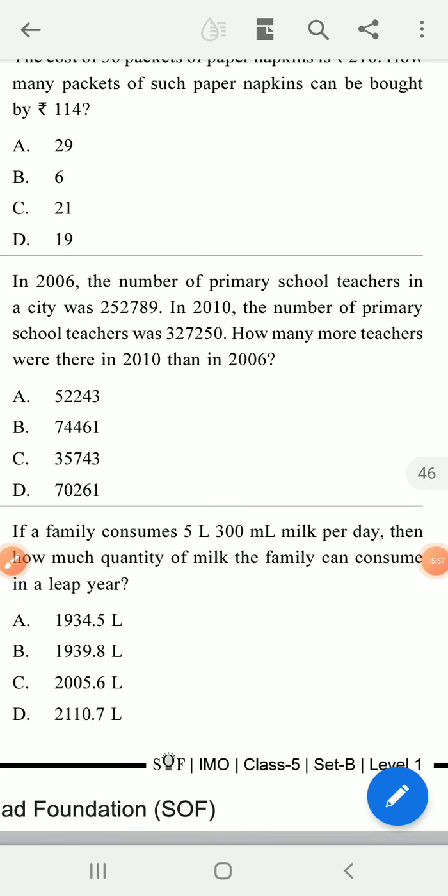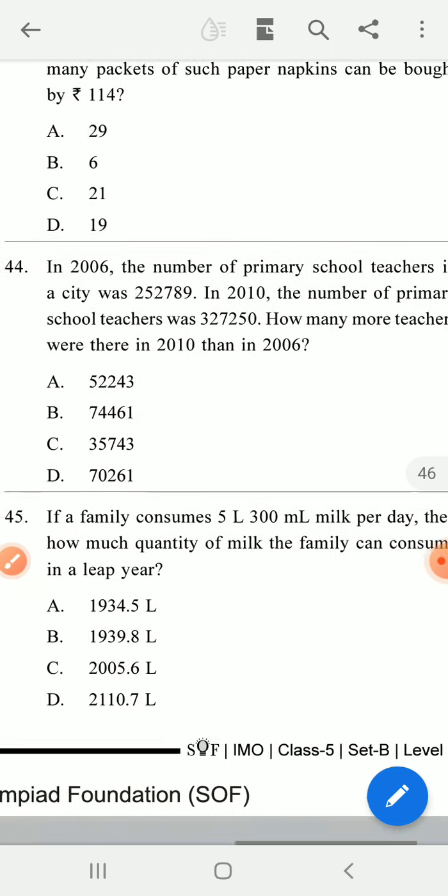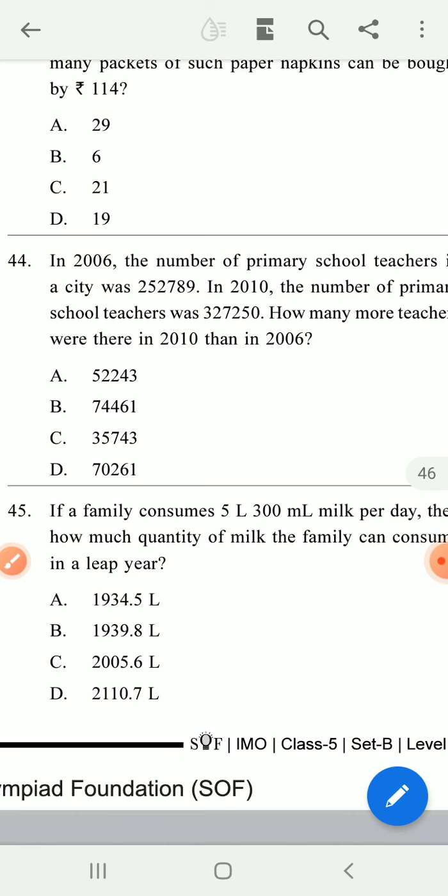In 2006, the number of primary school teachers in the city is that, and in 2010 the number of primary school teachers is that. How many more teachers were there in 2010 than 2006? So subtract, you can get the value. 44, answer B.